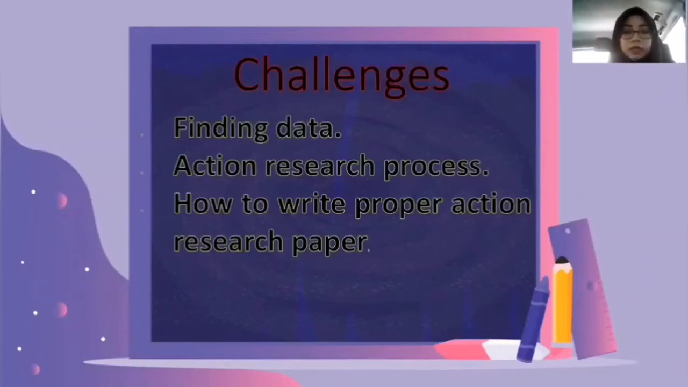The last thing was that I had trouble writing a proper action research paper, because this was academic writing, and there were rules and regulations that I needed to follow to write a proper one. But with the help of my friends and the lecturer, I was able to finish my research paper.